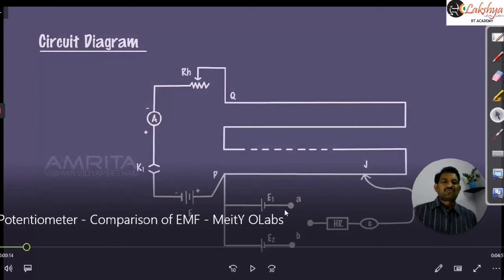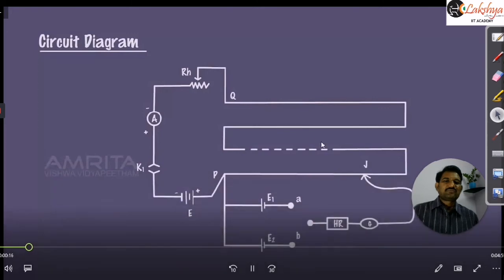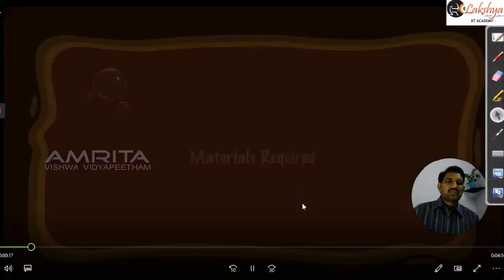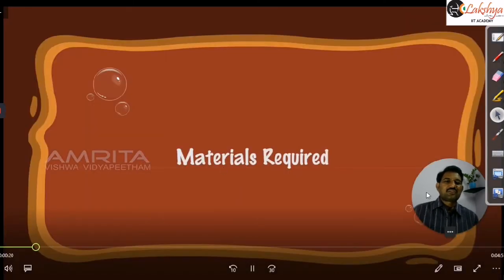For that, these two cells are connected by using a two-way key. This is called a two-way key, a high resistance box, and a jockey. Instead of a single cell as in the previous discussion, now we are connecting the two cells by using a two-way key. So this is the circuit here. Now let us see the devices required for this.